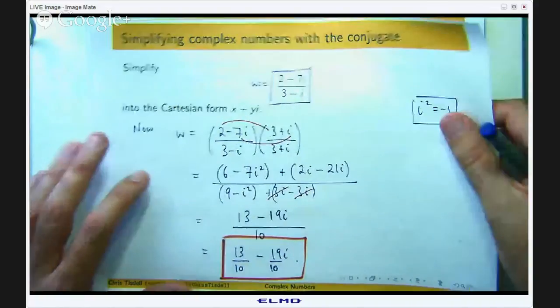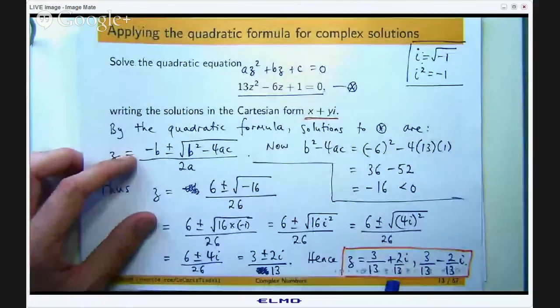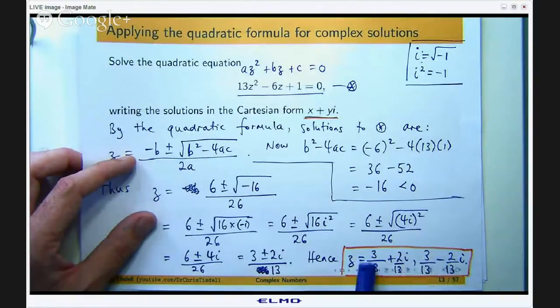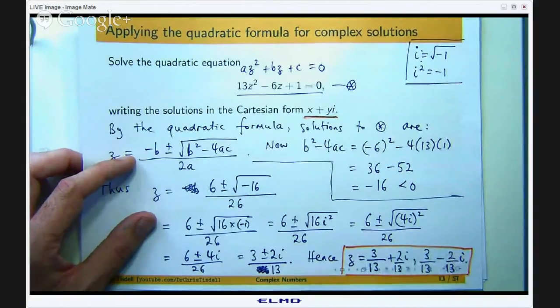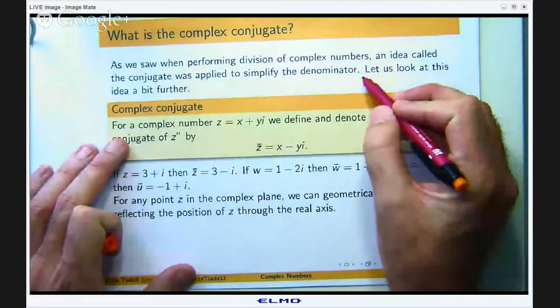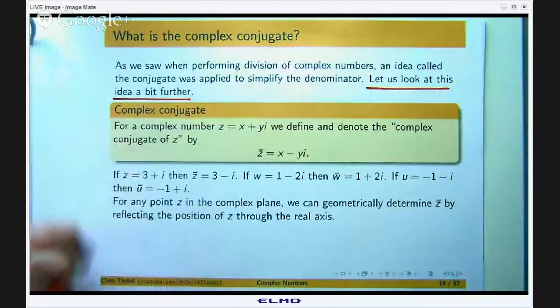In the previous video, we solved a quadratic equation and we got two solutions. And you can see the signs differ on this coefficient of i, and the real parts are the same. These two are conjugates of each other. So for this solution, this is the conjugate, and for this solution, this is the conjugate of that. So we've already seen two important applications of what's known as the conjugate. So we're going to look at this idea a bit further in this presentation. Okay, so division and solutions to quadratic equations and polynomial equations.